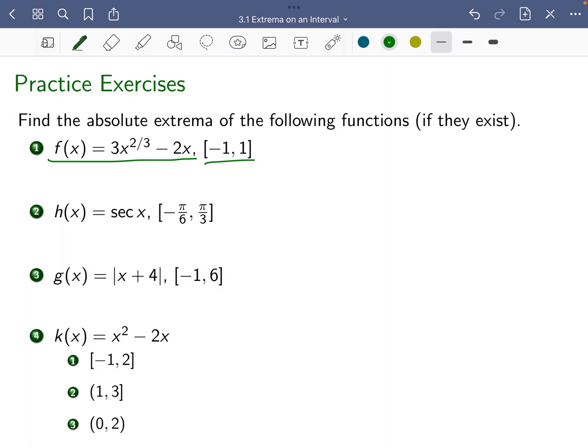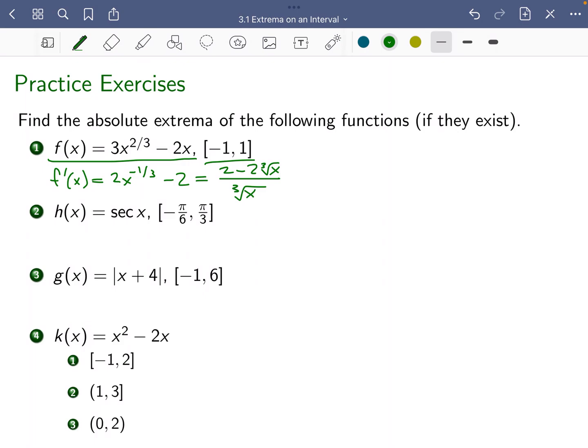So if we're going to find absolute extrema, we are going to need to find our critical numbers. To do that, we will take our derivative. f prime of x is 2x to the -1/3 minus 2. Get a common denominator between these two pieces, and you will have 2 minus 2 cube root of x over the cube root of x.